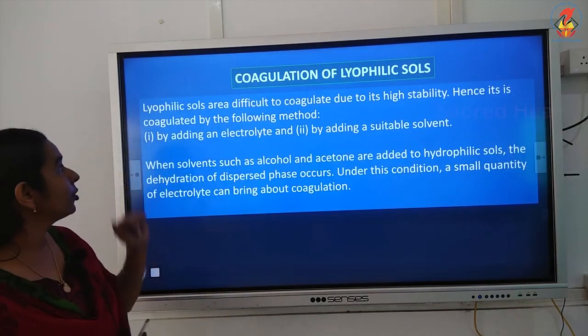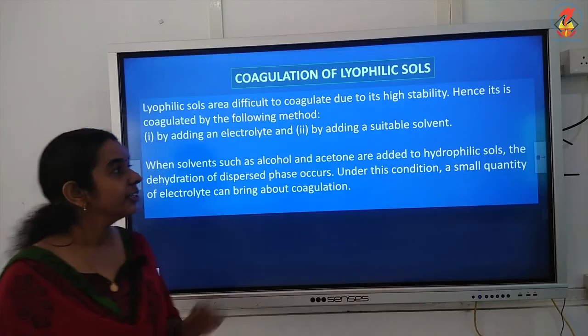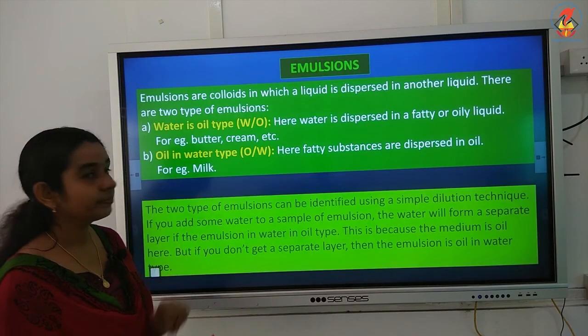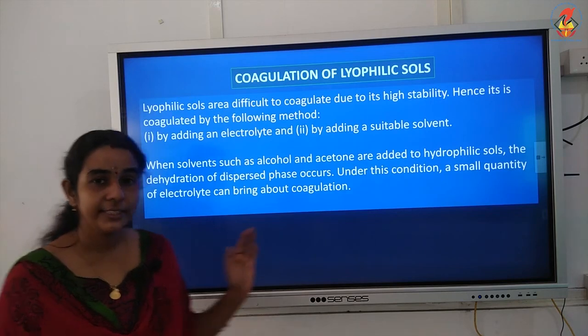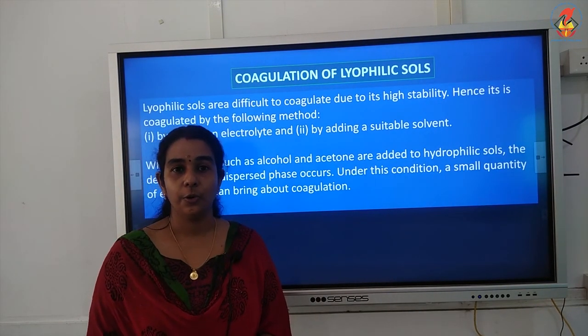The coagulation of lyophilic sols can be done by adding an electrolyte or by adding a suitable solvent. When solvents such as alcohol and acetone are added to hydrophilic sols, dehydration of the dispersed phase will occur. So, this is about the properties of colloids. Thank you.